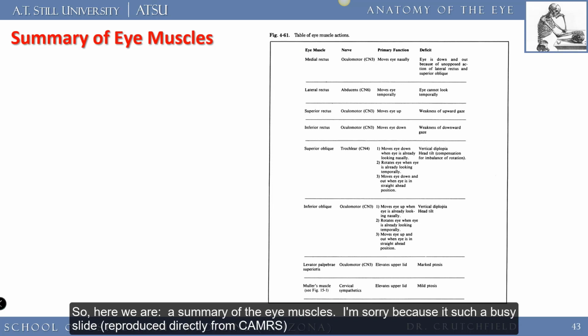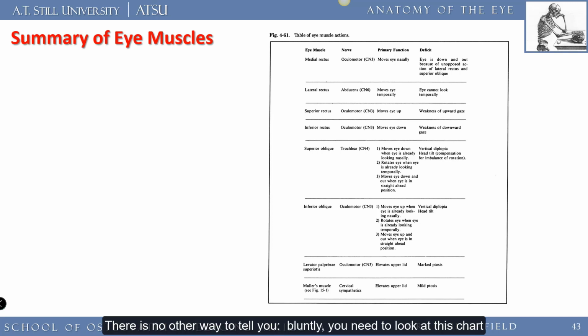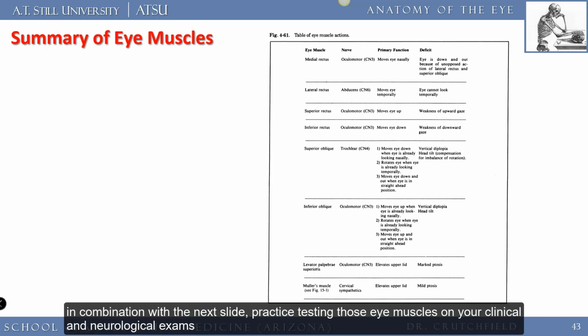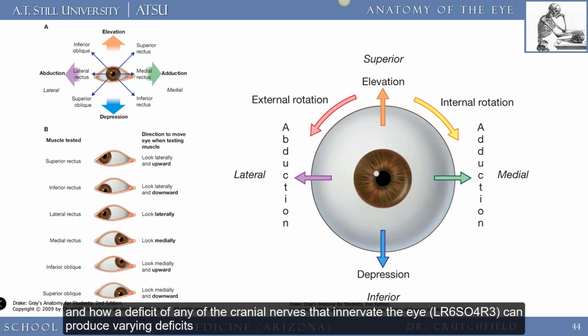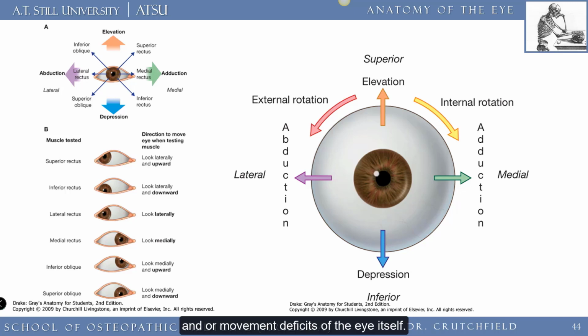So here we are, summary of the eye muscles. I'm sorry, but it's a very busy slide. It's reproduced directly from Clinical Anatomy Made Ridiculously Simple. There's no other way to tell you quite bluntly that you need to look at this chart and in combination with the next slide, practice testing those eye muscles on your clinical and your neurological exams. So these two slides, this slide and the previous slide, without spending a lot of time, need to be printed and basically memorized so you can learn how the eye moves and how a deficit of any of the cranial nerves that innervate the eye, LR6, SO4, R3, will produce varying deficits and or movement deficits of the eye itself.